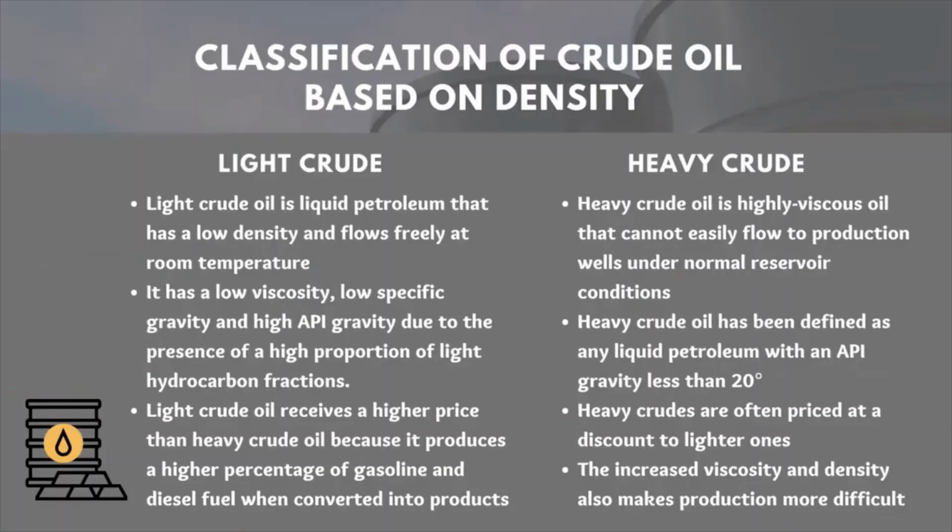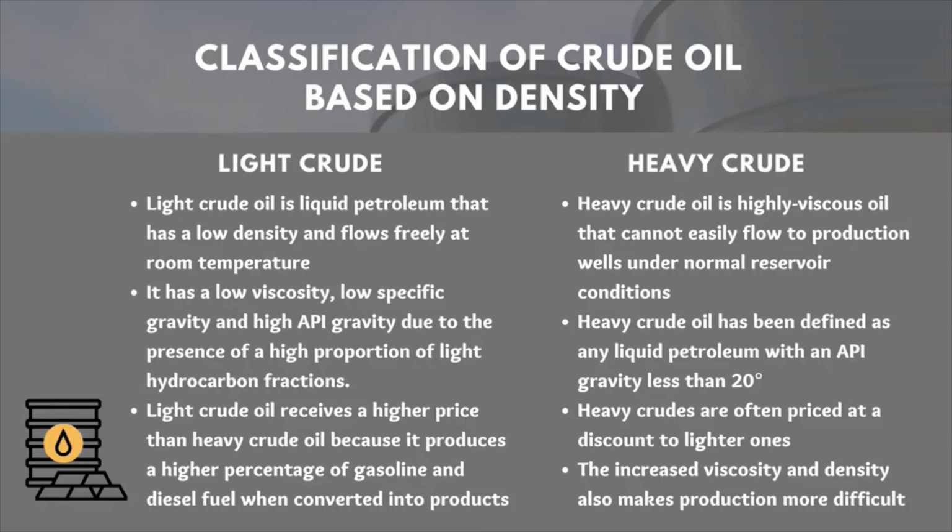It can be visibly seen to distinguish between a light crude oil and a heavy crude oil. The light crude oil has a low viscosity, low specific gravity and a high API gravity due to the presence of a high proportion of lighter hydrocarbon fractions, whereas the heavy crude oil has been defined as any liquid petroleum with an API gravity less than 20-degree API. So, as we discussed earlier, higher the API, lighter the crude oil; lower the API, heavier the crude oil.